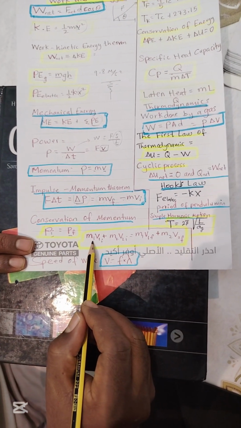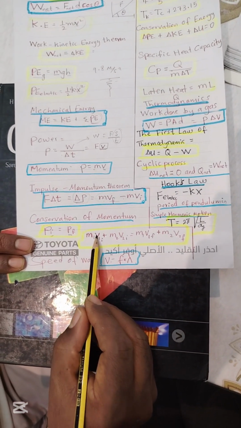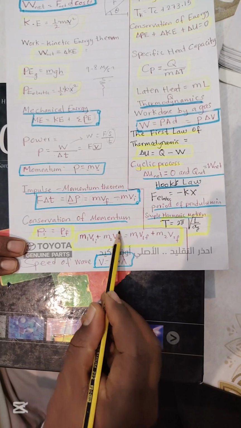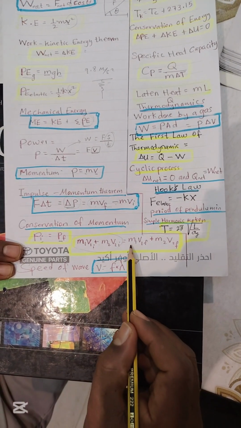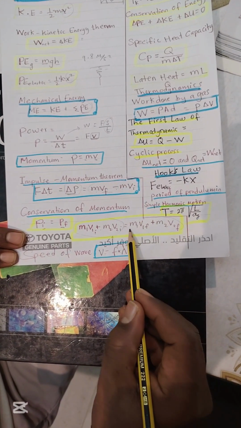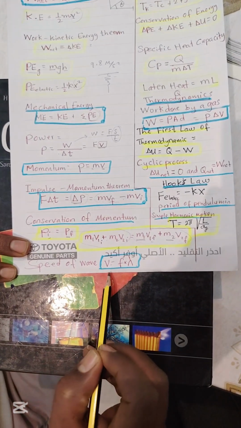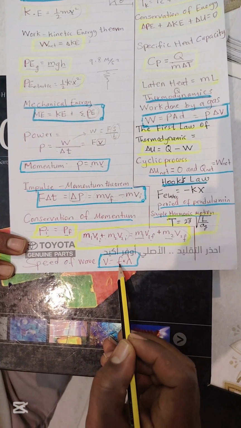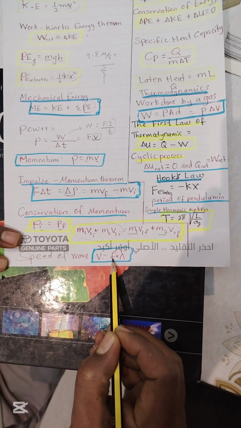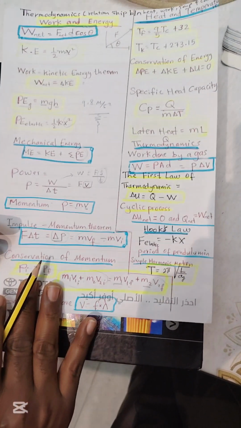We have the formula: mass 1 times velocity initial plus mass 2 times velocity initial, the summation of the initial is equal to the summation of the final. Masses are here, and this is speed. Here we have speed of the wave. Velocity is equal to frequency times wavelength.